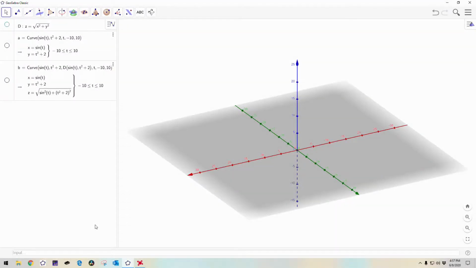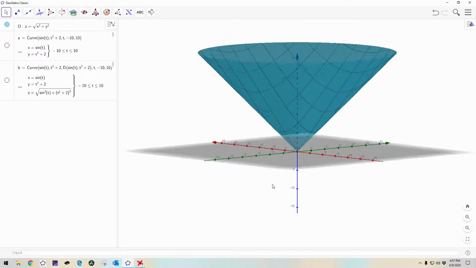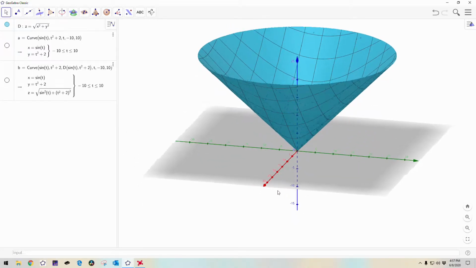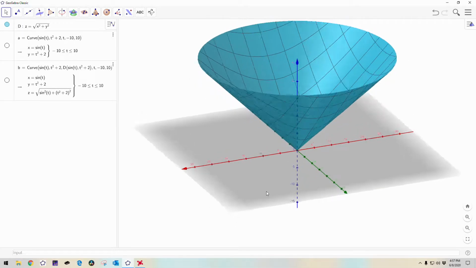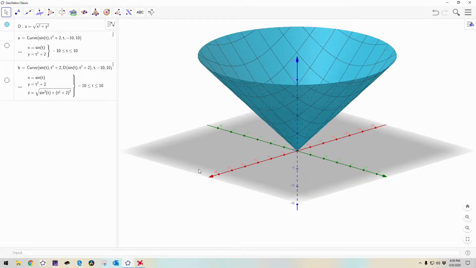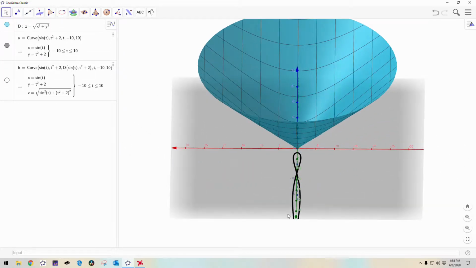I just want you to see what it is that we just computed, what we just found a function of. We have our surface, d of x, y, square root of x squared plus y squared, is this cone, well, top half of a cone anyway, right? This is our surface. The parametric equation C was x is sine t and y is equal to t squared plus 2. What that is, is a subset of the domain. It's this set of points on this curve in the domain here.